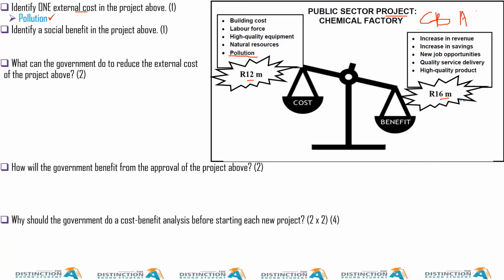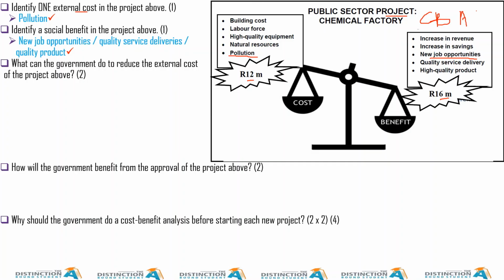Okay. Increase in revenue. I think this will be for the government. Increase in savings. New jobs. This will make sense. Quality of development. No, that one. New jobs, quality, service deliveries.